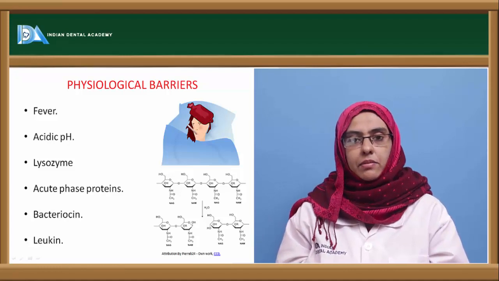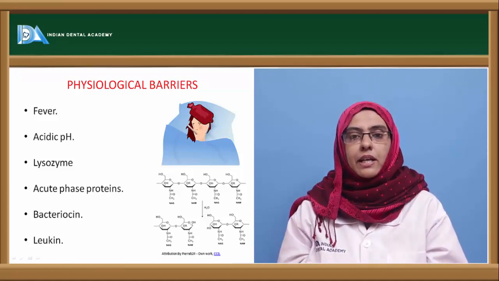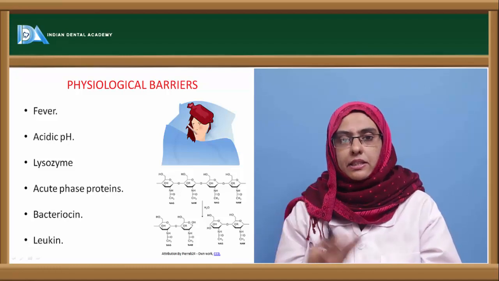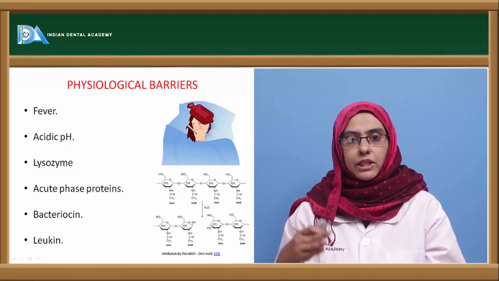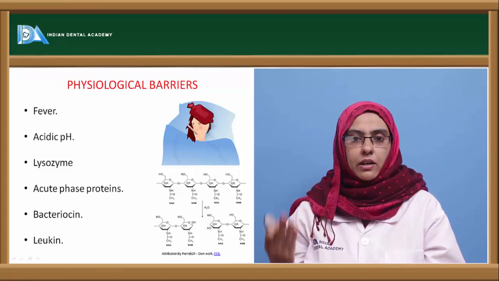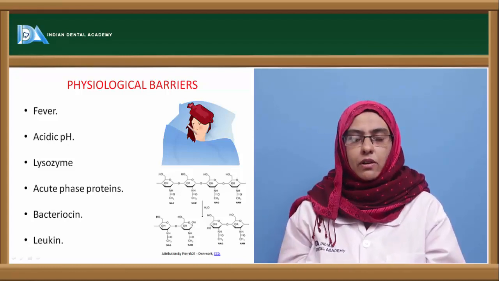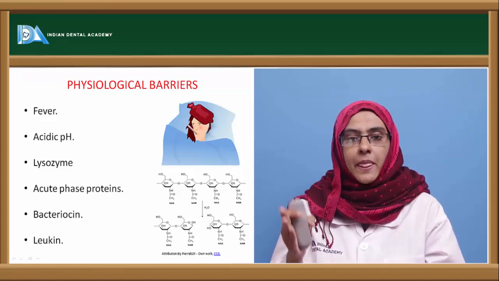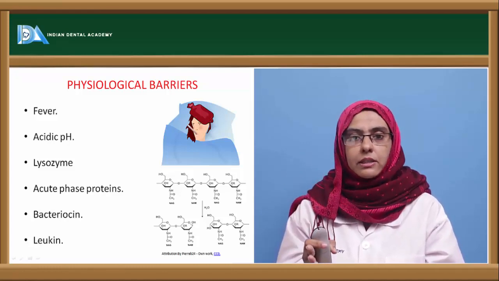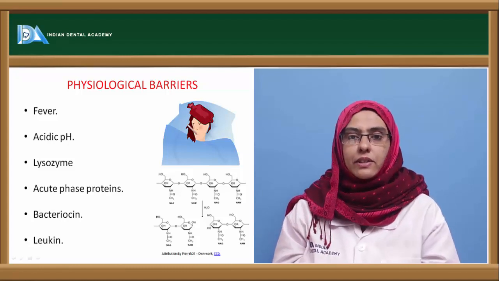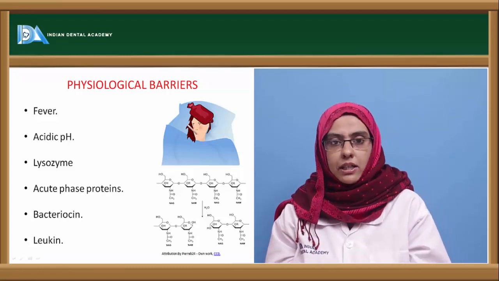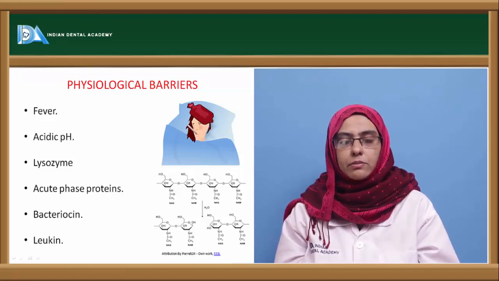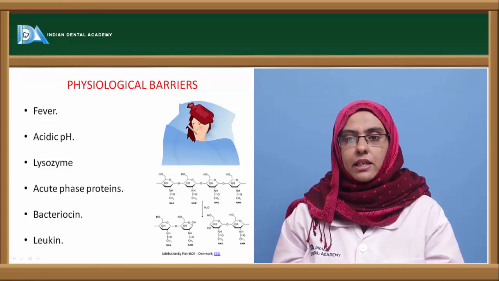Next is lysozyme. Lysozyme is a secretion produced by different parts of our body. It is present in the skin, in the tears, and in the saliva, and this lysozyme inhibits the organism by acting on its cell wall. When it acts on the cell wall, the organism dies due to the release of its contents or due to osmolysis. So ultimately it is the death of the organism due to the factor called lysozyme.